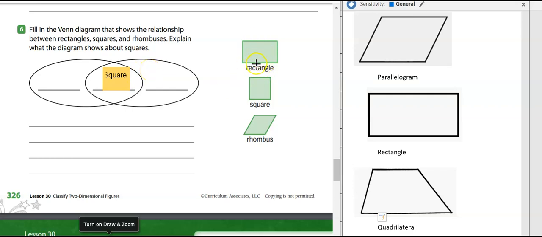And my rectangle does not have qualities of my rhombus because my rhombus does not have right angles. But my square does have right angles and my rectangle has right angles. So I'm going to put rectangle right here. Because again, my rectangle and square both have right angles. So that means they have similar qualities. And my square and my rhombus have similar qualities because they have two pairs of parallel sides.